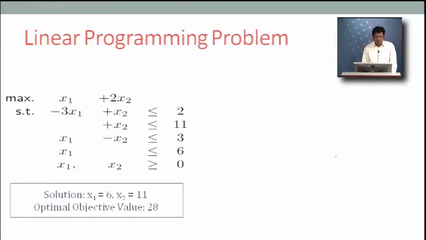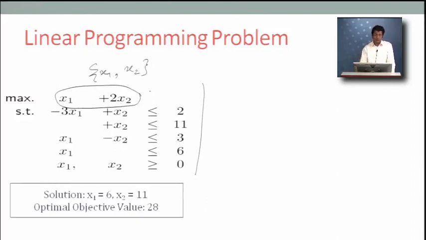Okay, let's look at an example of a linear programming problem right here. Its decision variables are x1 and x2. The objective function is x1 plus 2x2, 1 times x1 plus twice x2. That's the objective function. Our goal is to maximize this objective function.